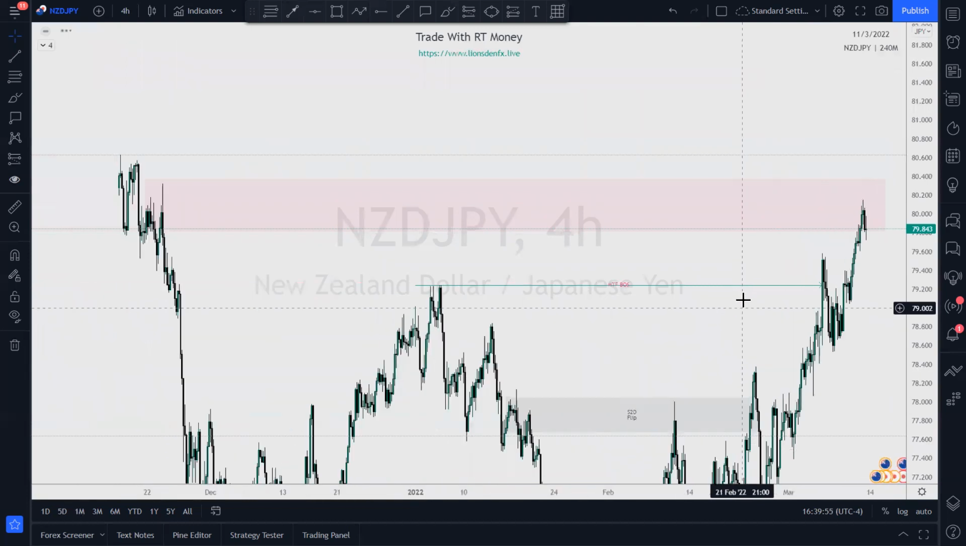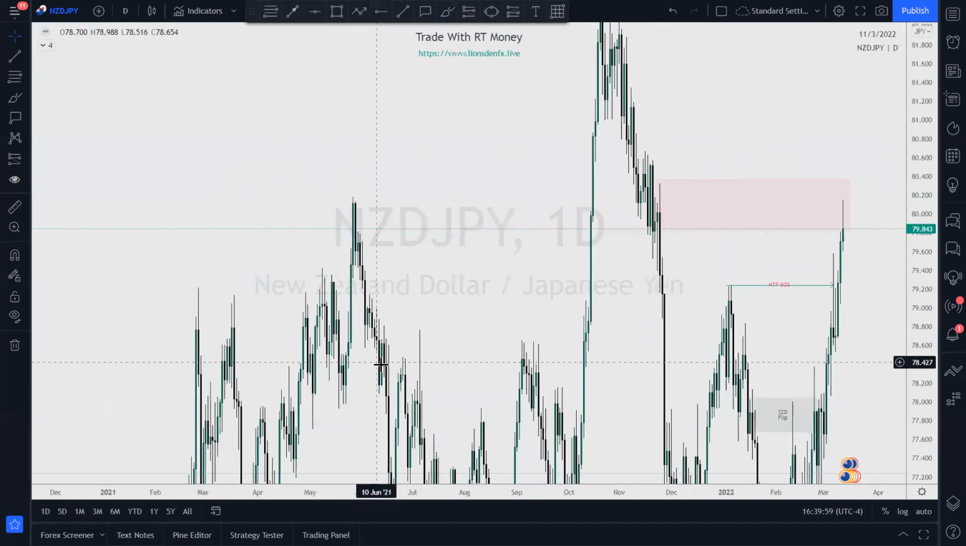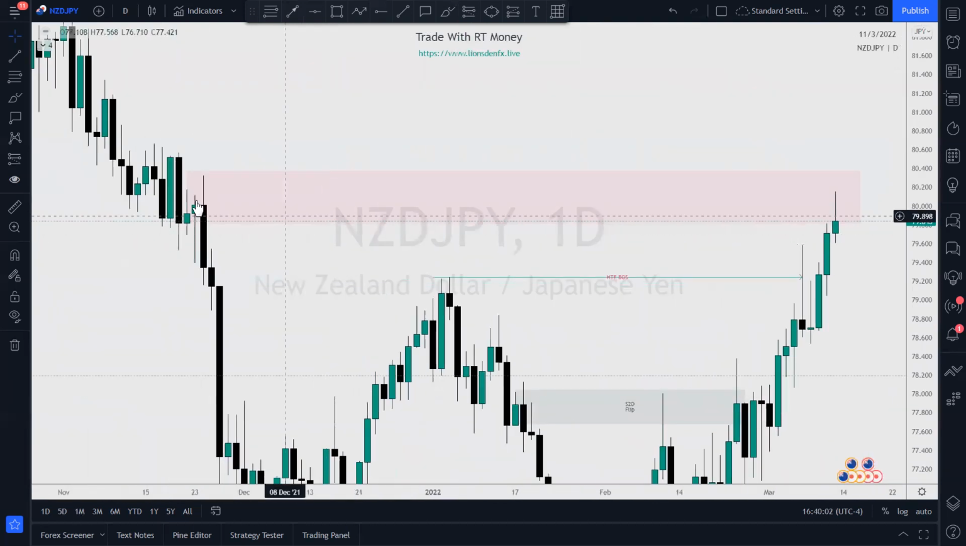Now, we can see... Oh, I forgot to mention. Let's go back. All right. Got this supply zone up here, right? 1, 2, 3. This is where the buying starts, and then we have that very aggressive bearish impulse to the downside. All right, that's what we want to see.